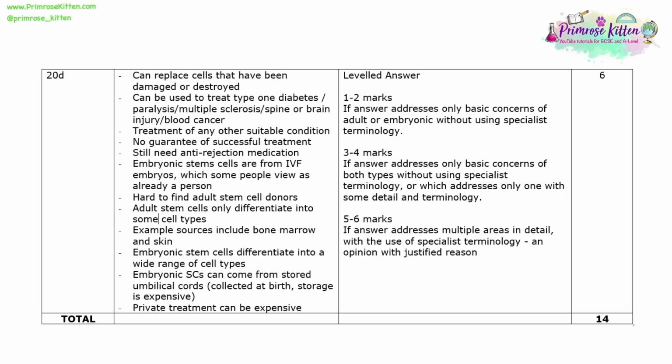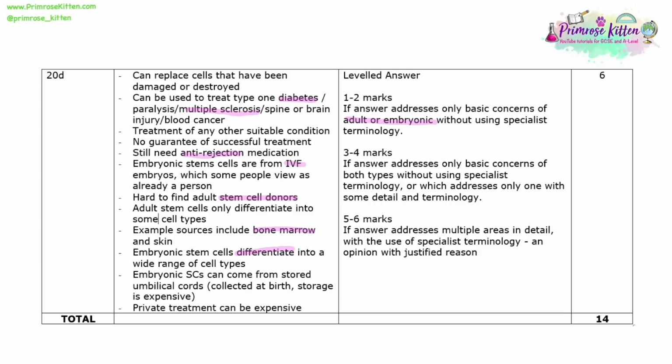To get 1 to 2 marks, you'll only have talked about basic concerns of adult or embryonic without using specialist terminology. Things like differentiation is a specialist terminology word here. So talking about how they can differentiate, talking about bone marrow as somewhere we can find them, talking about a donor of stem cells, talking about IVF, talking about anti-rejection, talking about diabetes or one of these other diseases that we can treat with the stem cells. All of these are classed as specialist terminology. So if you only mentioned 1 or 2 things about maybe just adult or just embryonic, without using some of these words, then you'll be in the 1 to 2 mark bracket.